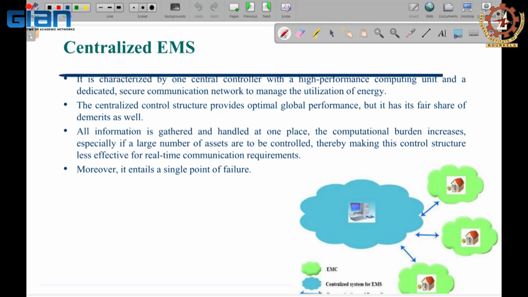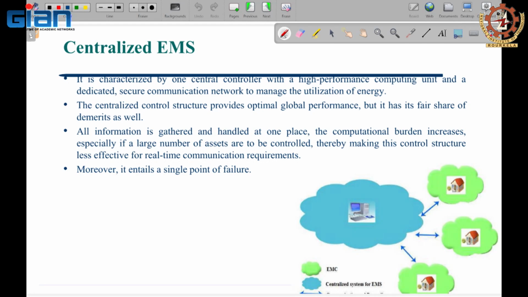So it is characterized by the central controller, with obviously a high performance computing unit and a dedicated secure communication network to manage the utilization of energy: how the distribution of the energy will be, how this energy management will be. So this centralized control provides optimal global performance, and it has a fair share of some demerits as well.